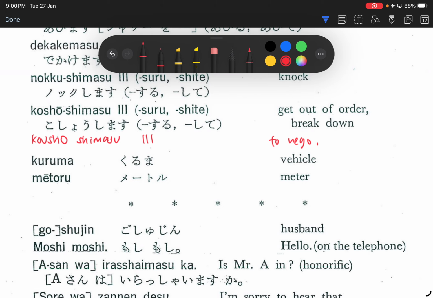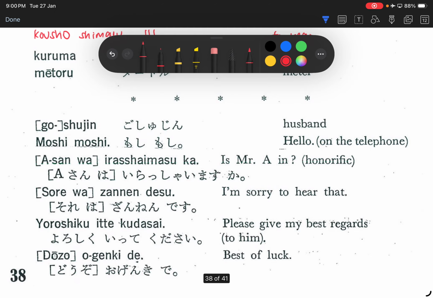Okay, next, kuruma. Then they say vehicle. Is it really vehicle? Kuruma is actually car, right? Vehicle will be 自動車. 自動車 is automobile vehicles. Next, メートル. Right, meters. Following my next one, 主人.